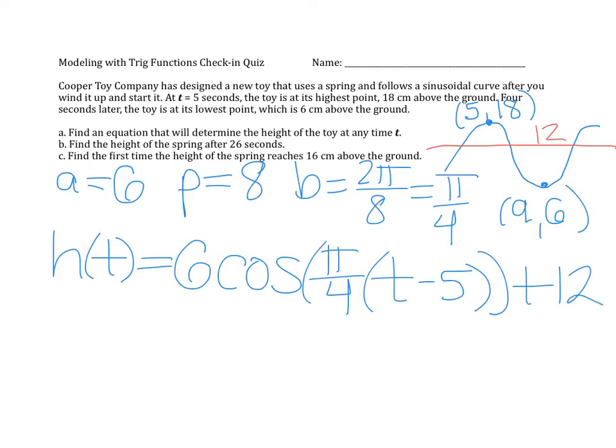Note that this isn't the only possible equation. You could have also used this bottom point for your horizontal shift. The only difference is if you chose that, you'd have to flip your cosine graph because it is starting at the bottom.